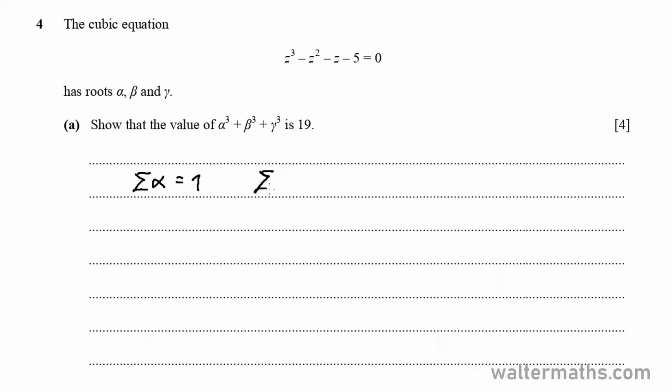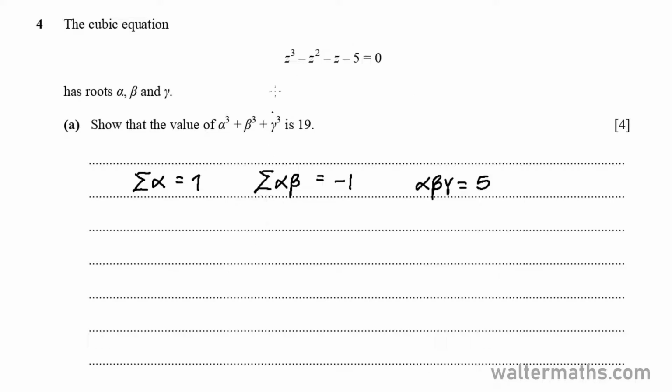Then the sum of product of pairs of roots, which is c over a, and in this case that's minus 1 over 1, so it's just minus 1. Then the product of roots, that's alpha, beta, gamma, is minus d over a, and that happens to be minus 5 over 1, and that's 5.